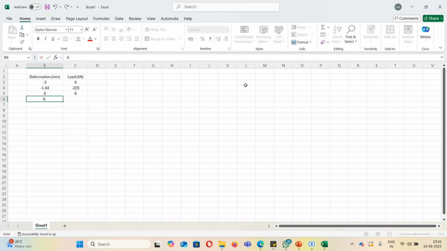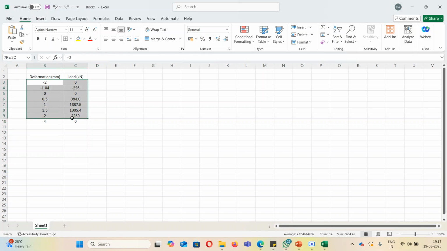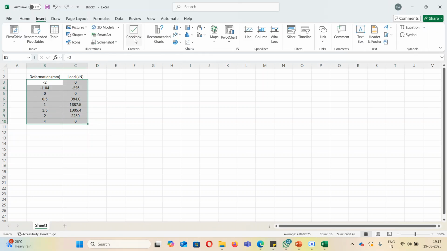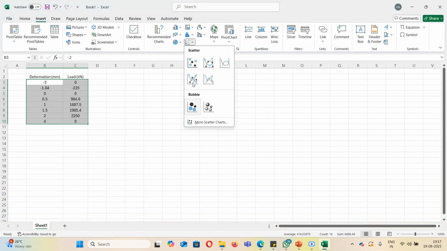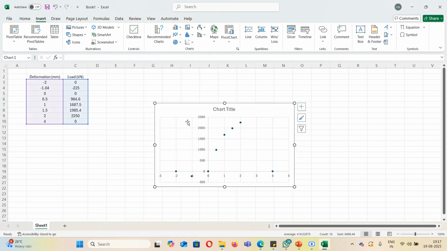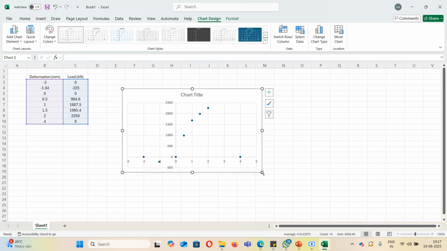At deformation of 0.5, load was 984.6. At deformation of 1, load was 1687.5. At 1.5, it was 1985.4. At 2, it was 2250. And at 4, it was 0. So if I just plot this profile here, you can see how this profile is appearing.